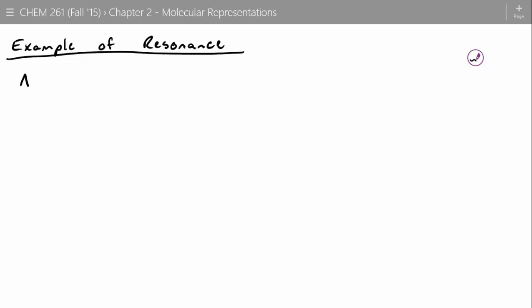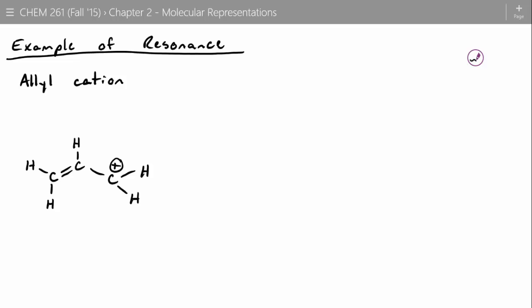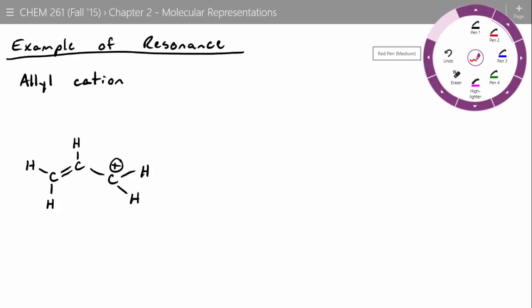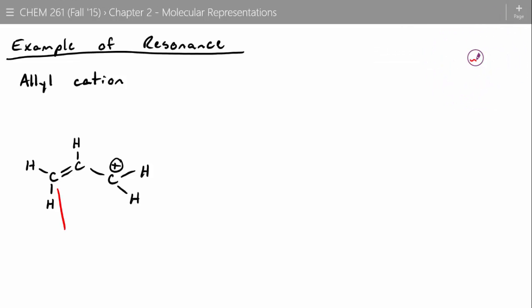We've got our allyl cation. If we draw out the allyl cation, we've got a carbon here, double bonded to another carbon, single bond to another carbon, hydrogen coming off. And the carbon on the right is actually a cation. So this is a really common cation that's found in organic chemistry, but let's really quickly identify the hybridization of each of these carbons.